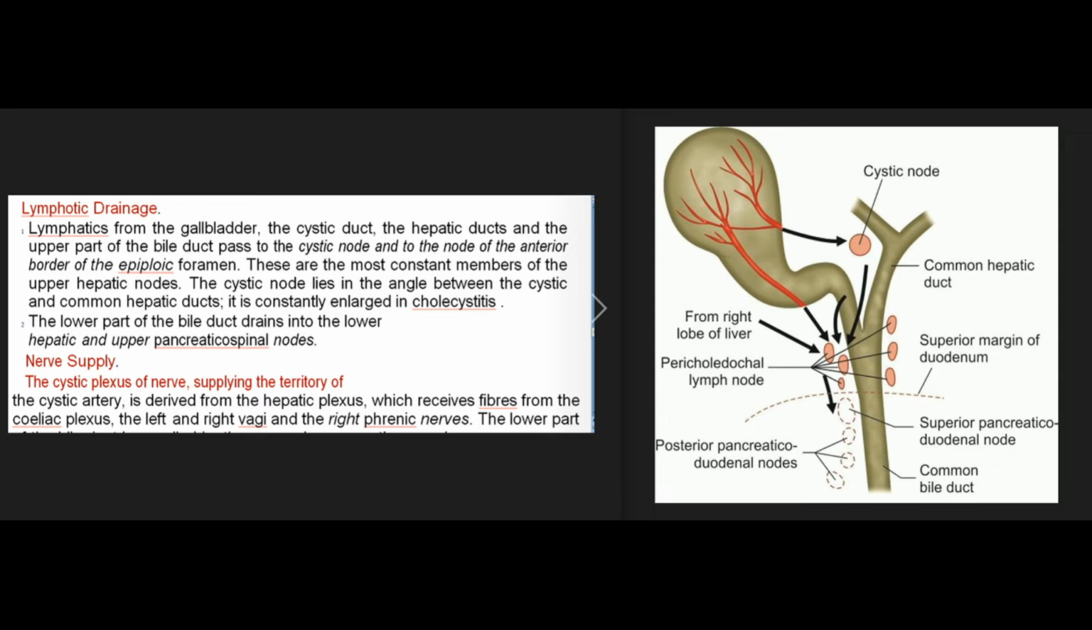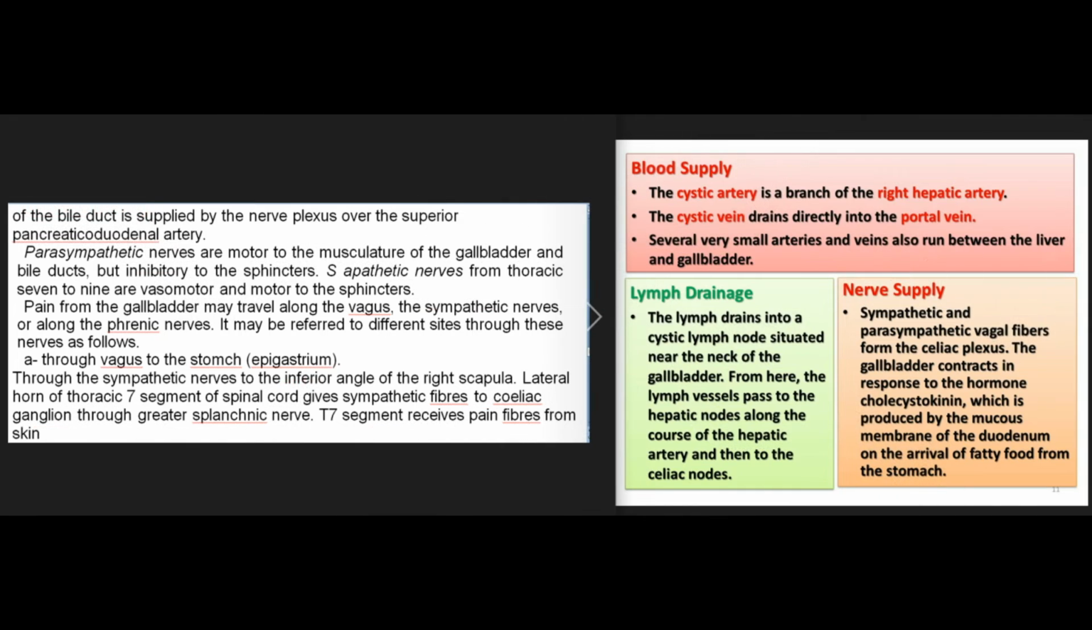Nerve supply. The cystic plexus of nerves, supplying the territory of the cystic artery, is derived from the hepatic plexus, which receives fibers from the coeliac plexus, the left and right vagi and the right phrenic nerve. The lower part of the bile duct is supplied by the nerve plexus over the superior pancreaticoduodenal artery. Parasympathetic nerves are motor to the musculature of the gallbladder and bile ducts, but inhibitory to the sphincters. Sympathetic nerves from thoracic 7 to 9 are vasomotor and motor to the sphincters.